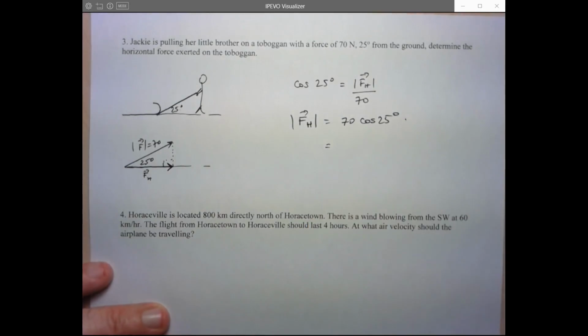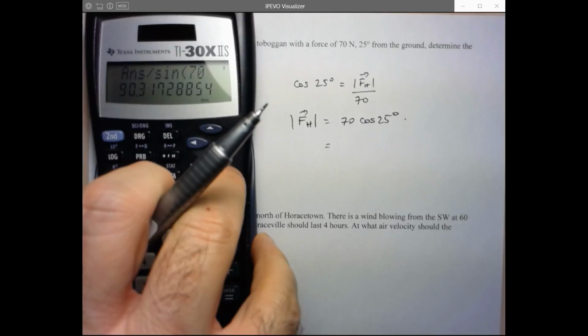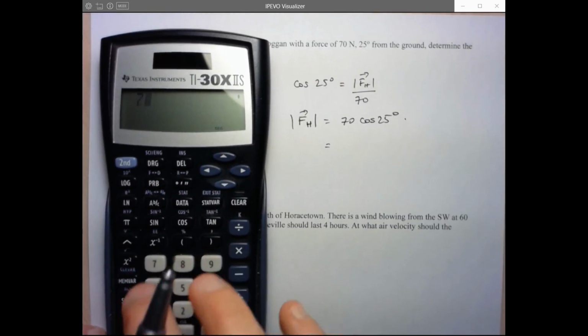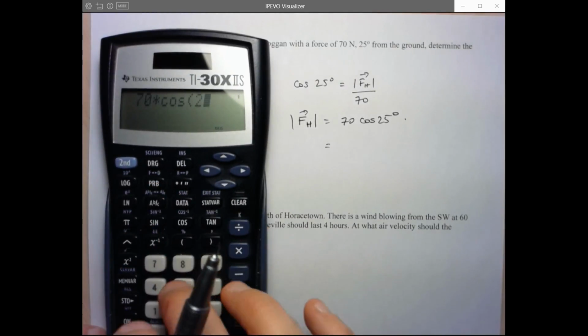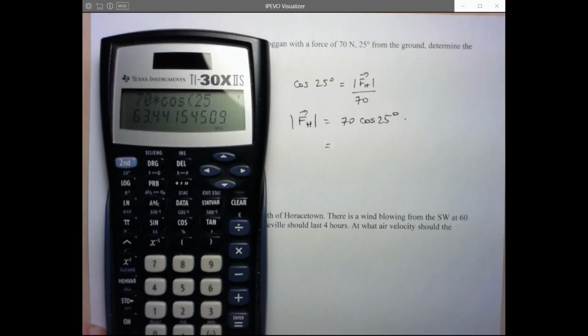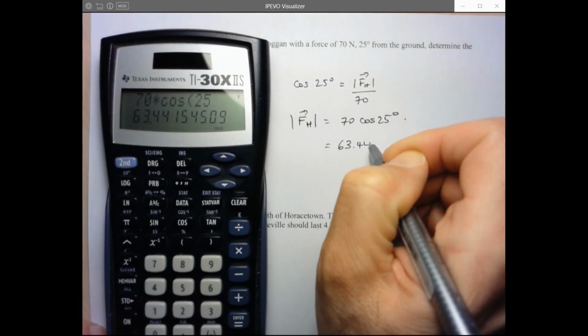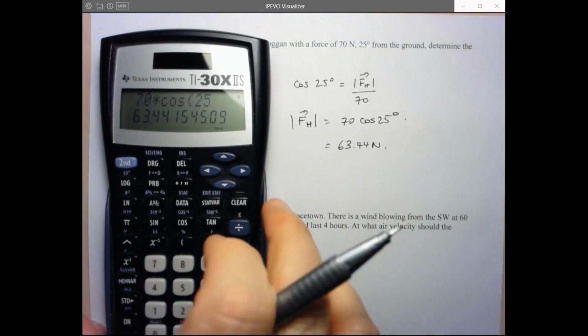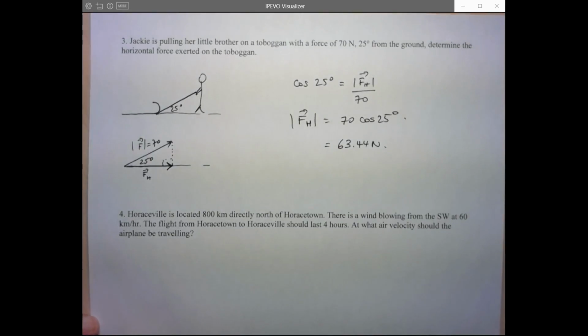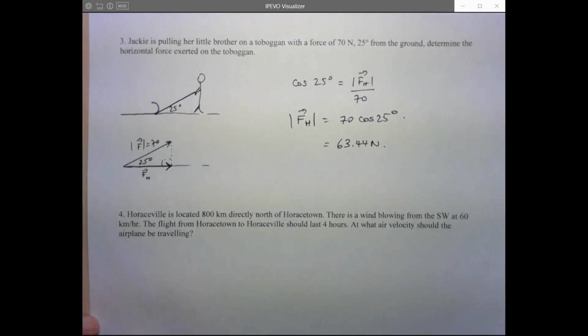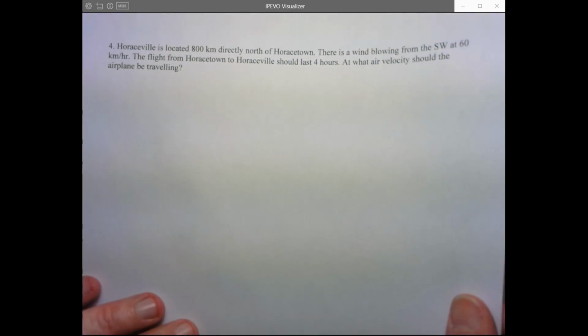So let's just find this answer quickly here. We've got 70 times cos 25, and that just gives us 63.44 newtons. So the last example will be a velocity one. And let's see what's going on here.